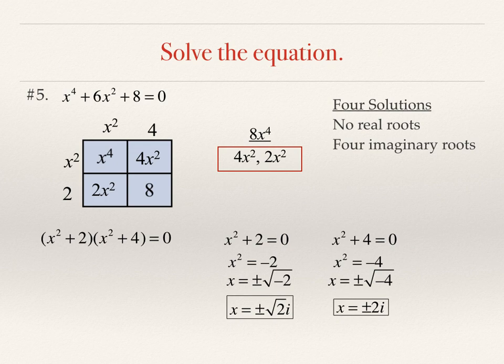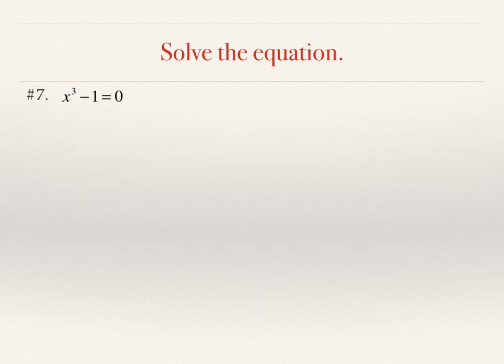Okay, we're going to go on to problem number 7, new style problem. Here I have the difference of perfect cubes. Remember how we factor perfect cubes: a cubed minus b cubed factors into a minus b times a squared plus ab plus b squared. Okay, so that's in your notes.